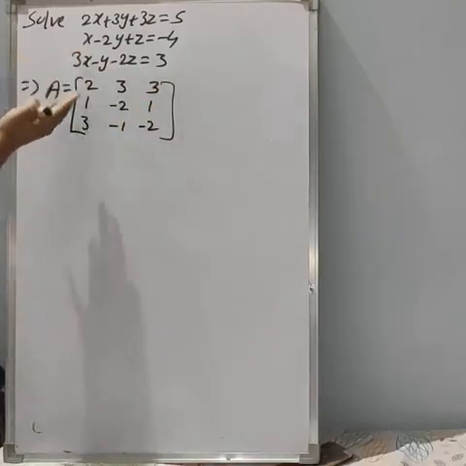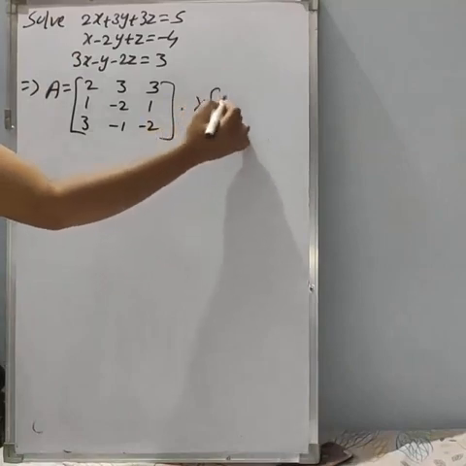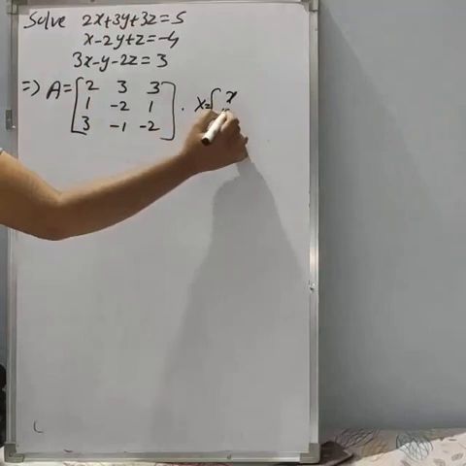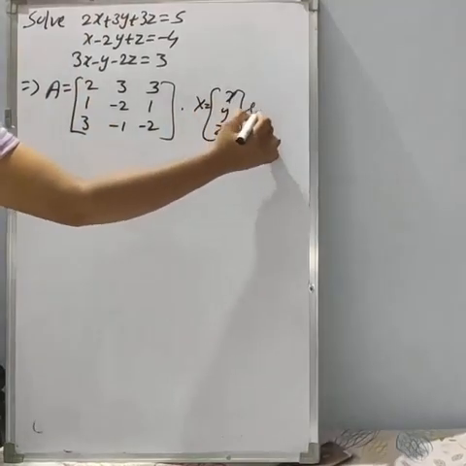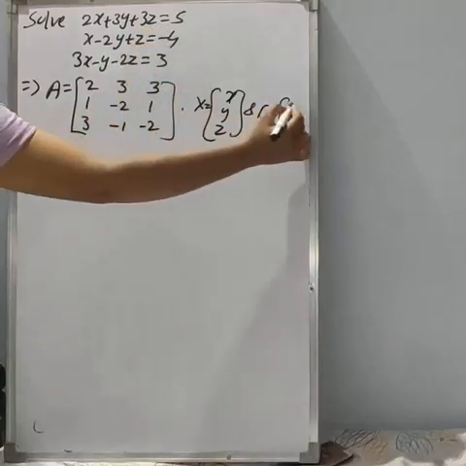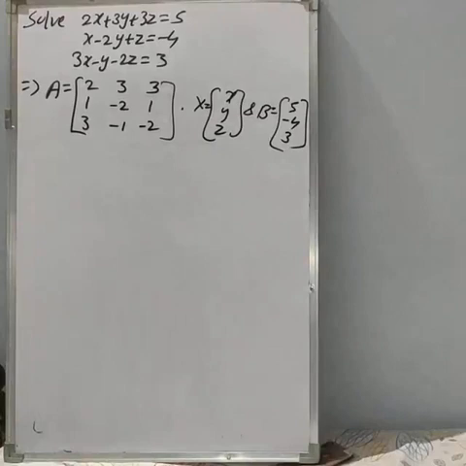Already you studied this in Cramer's rule also, how to write the matrix if a system of equations is given. Then what is the matrix X? It is equal to the unknowns. Here we have 3 variables, x, y and z. And what about the matrix B? It is the constant numbers: 5, minus 4, 3. Okay, so this is matrix A, matrix X, matrix B.